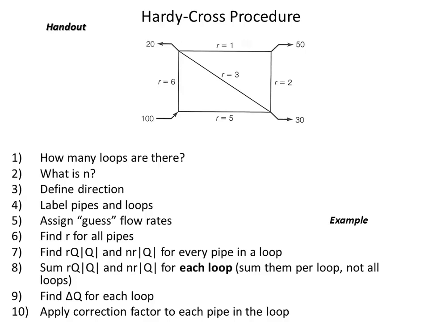Okay, now we're going to calculate R times Q times the absolute value of Q. If I multiply R times Q and the absolute value of Q, I get 15,000. Same thing here, 675. Do the same thing here, negative 12,500. And I want to add all that up. The sum of those three things is 3175.